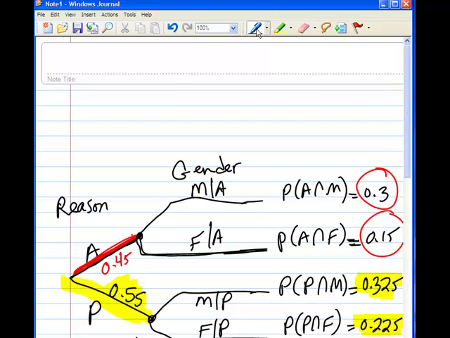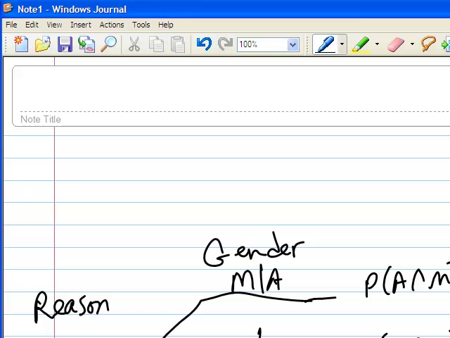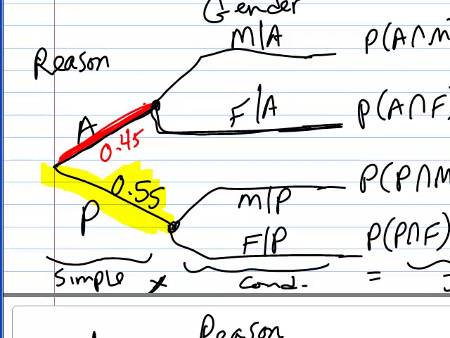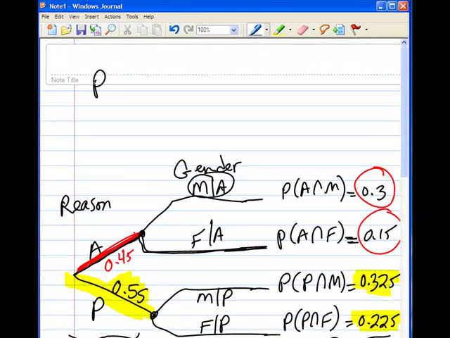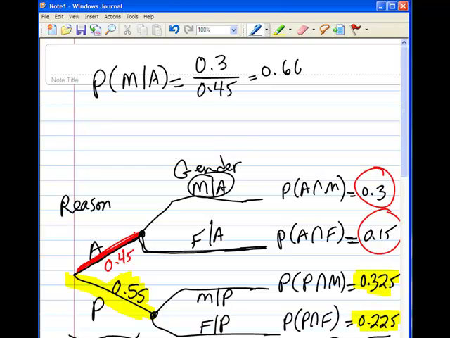Okay, so now that we have our simple or marginal probabilities at these first branches, and now that we have our joint probabilities, remember the rule: simple multiplied by conditional equals joint. So I can compute this probability right here, probability of M given A, by taking its joint probability, 0.3, divided by 0.45 to get 0.667.